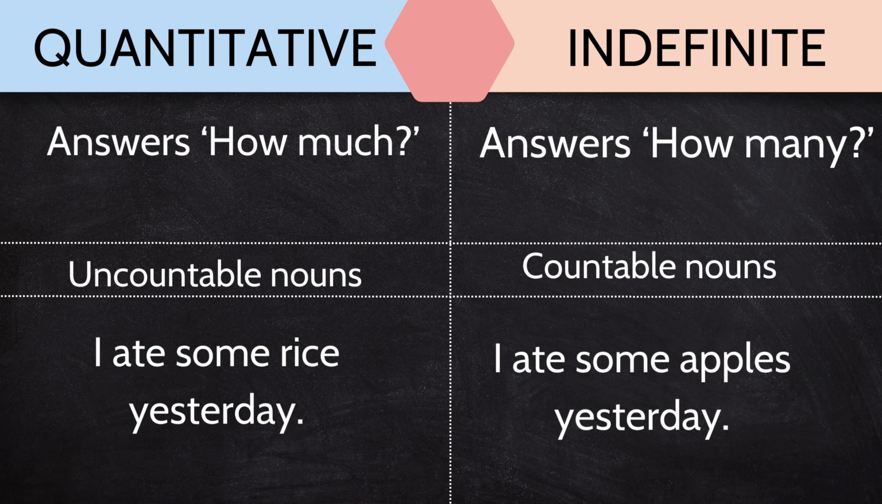Let's see some examples. I ate some rice yesterday. Here, some is a quantitative adjective. But in the second sentence, I ate some apples yesterday. Here also some is an adjective, but here some is an indefinite adjective. But why is that? It is because in the first sentence it is used with an uncountable noun, and in the second sentence it is used with a countable noun. Basically, rice is an uncountable noun and apples are countable nouns.